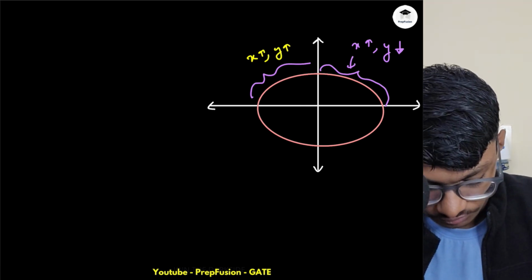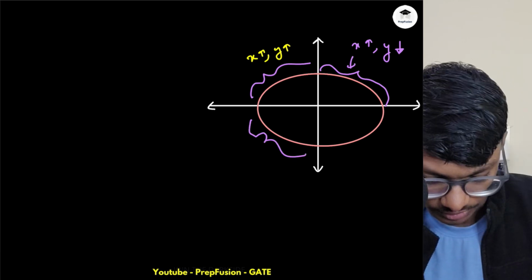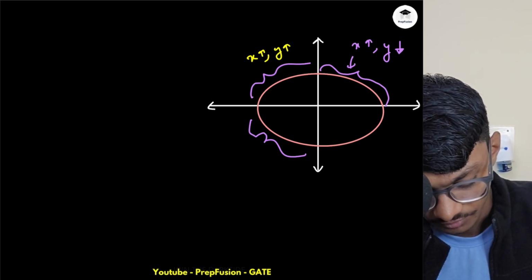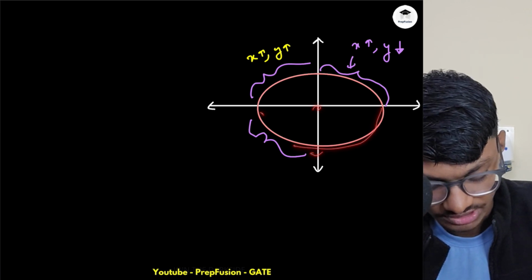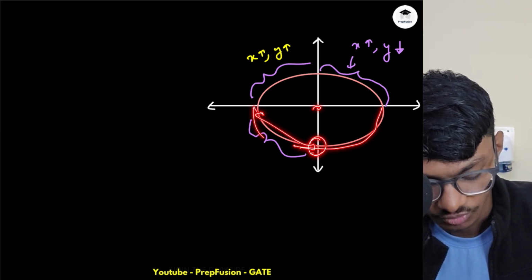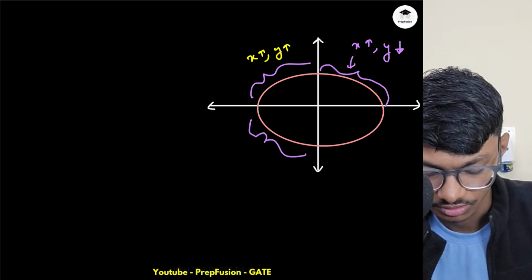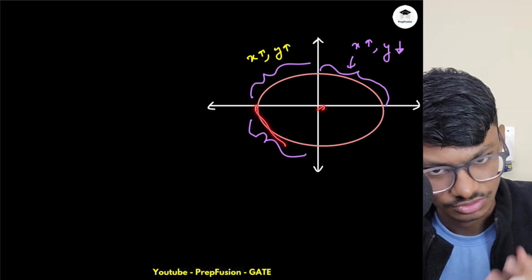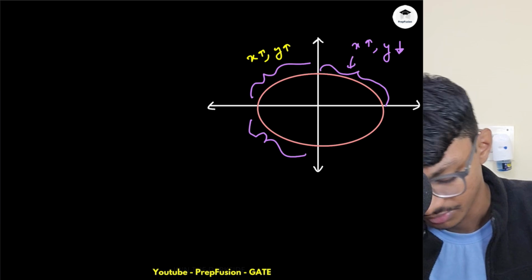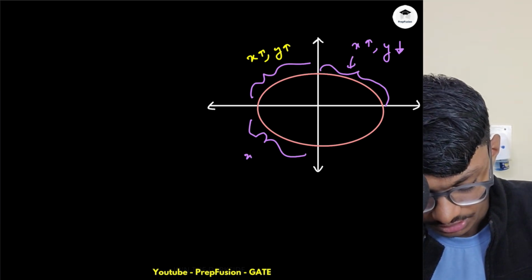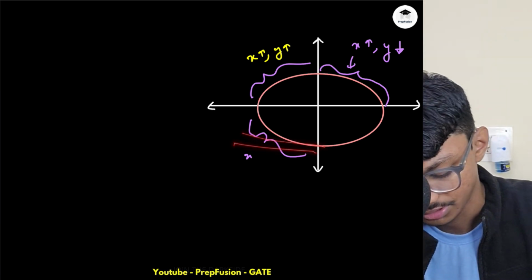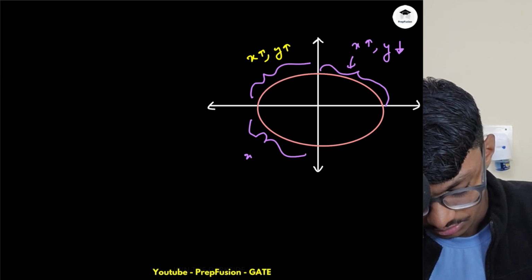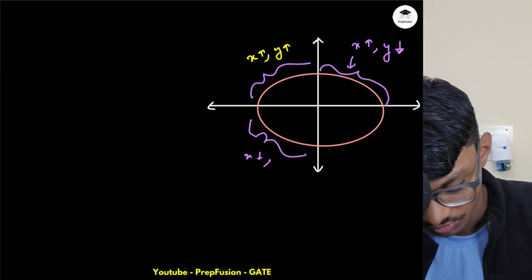Now what about this? Here I'm coming from 0 to the negative side, so x is decreasing and my y is increasing because it is going from negative to positive. Either way you can go from here to here, but they will be of opposite signs. Here my x is increasing but my y is decreasing, so they are of opposite signs. If I go in the clockwise direction, x is decreasing and y is increasing.